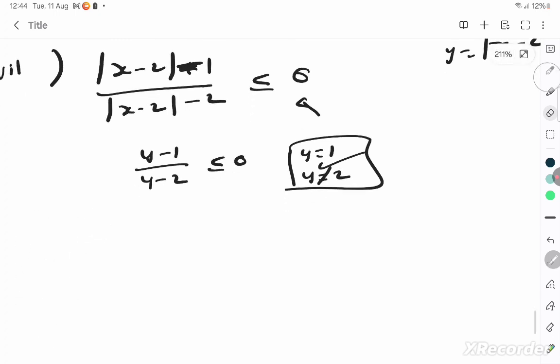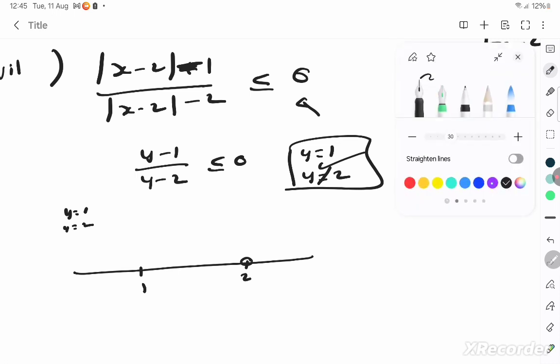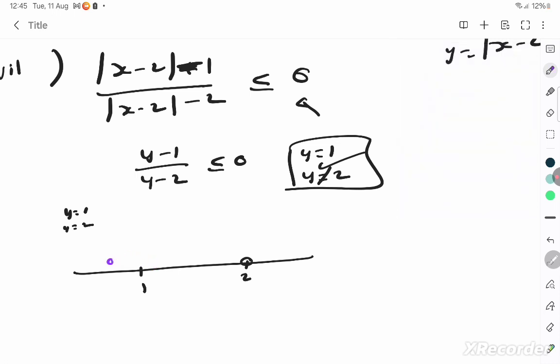So find the critical points. Critical points are y equal to 1 and y equal to 2. But you know y cannot be 2, but the critical point is 2. So you put it on the number line: 1, y can be 1. Y cannot be 2, but still mark 2 and put a round here because you're not going to check at 2. Before 2, after 2, and before 1, after 1. So let's give one example as usual. An example is 0, an example is 3 by 2, an example is 4.